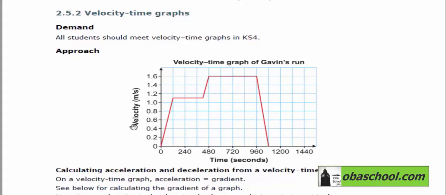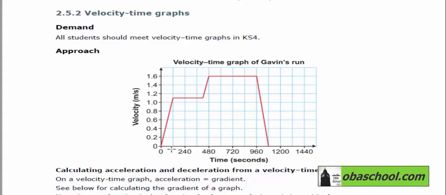The y-axis, which is vertical, represents the velocity and the unit is meter per second. The x-axis, which is horizontal, represents the time and the unit is seconds.